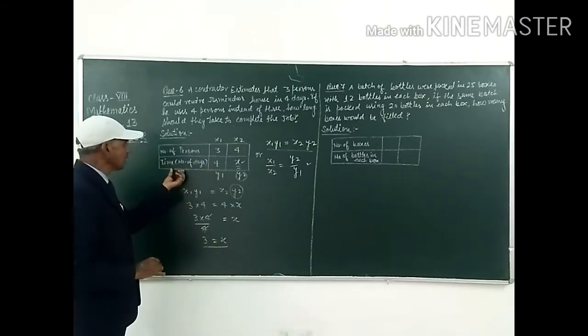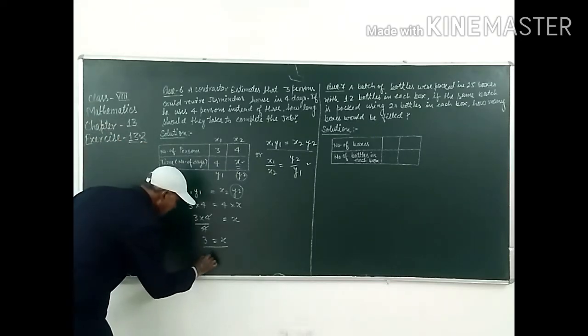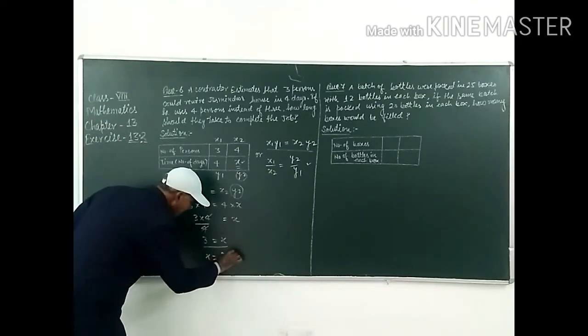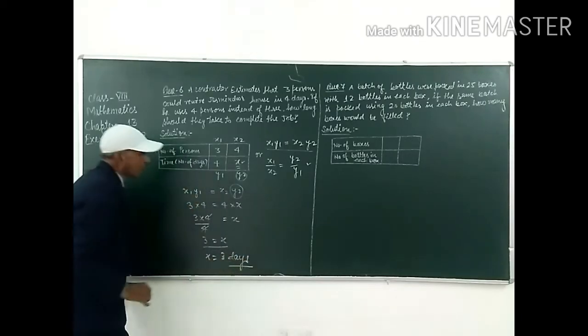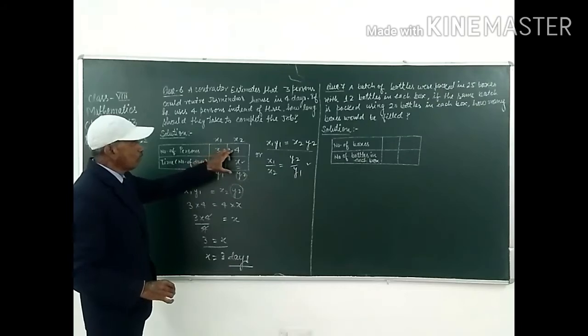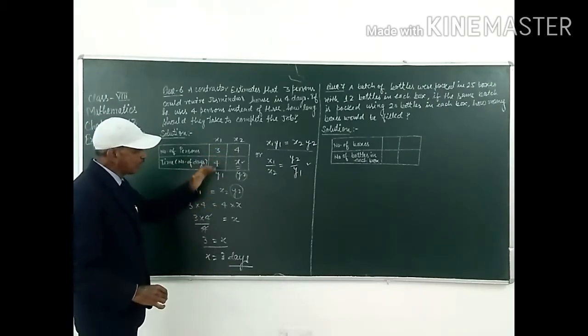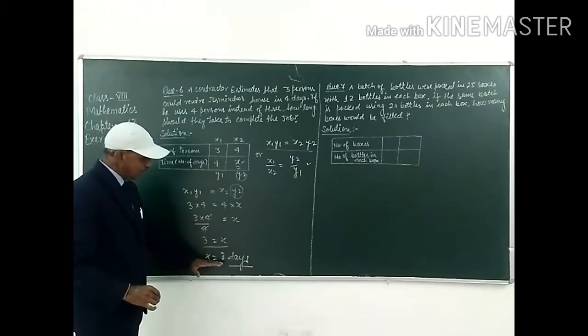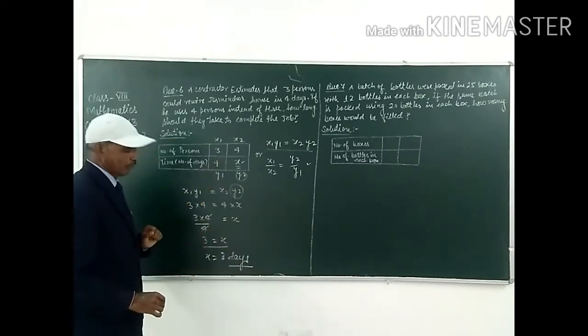So, 3 is the time taken to complete the job. It means the number of days. So, x is equal to 3 days. If the number of workers will be 4, then it will take 3 days. They will take 3 days to complete the job, or in 3 days they can complete the job.